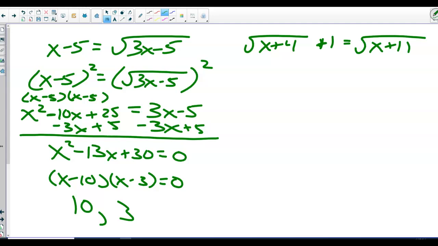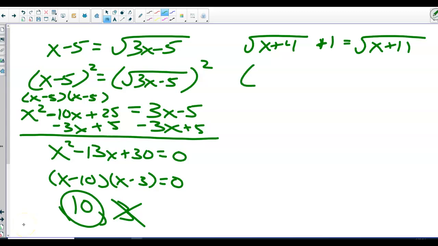When I put 3 in, 3 minus 5 is negative 2. 3 times 3 is 9 minus 5 is square root of 4. Square root of 4 is 2. Negative 2 doesn't equal 2. 3 is not an answer. Your only answer is 10. And you do need to establish that.